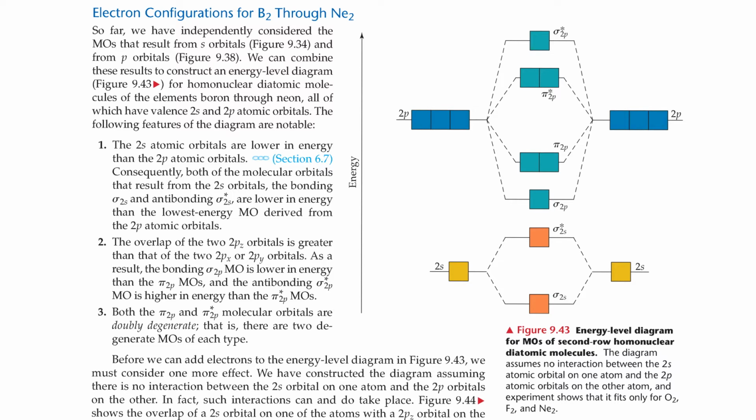Figure 9.43, energy level diagram for molecular orbitals of second row homonuclear diatomic molecules. The diagram assumes no interaction between the 2s atomic orbital on the one atom and the 2p atomic orbitals on the other atom. Experiment shows that this assumption only fits for oxygen, fluorine, and neon.